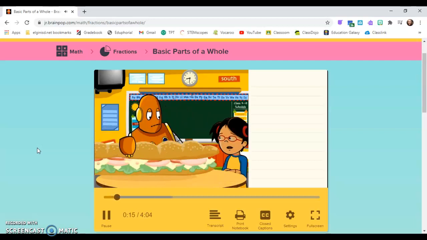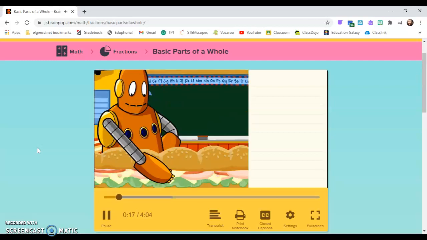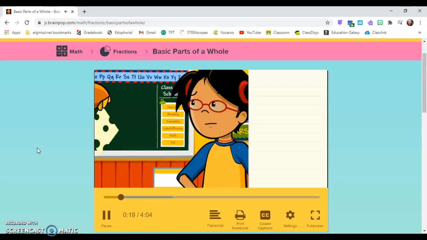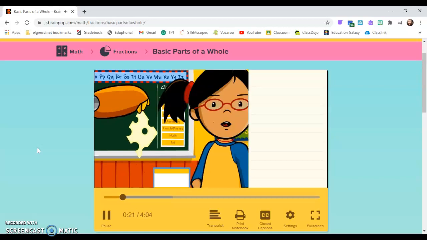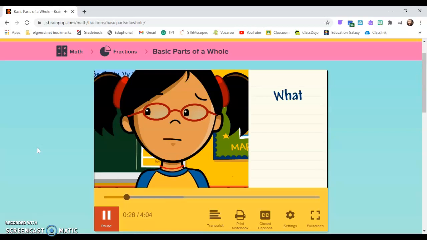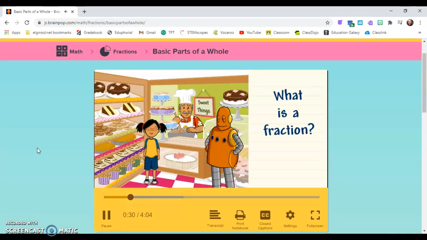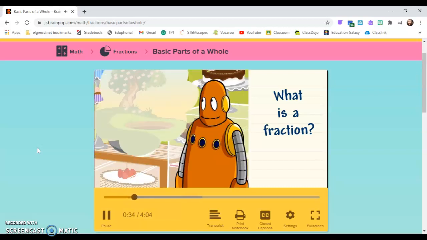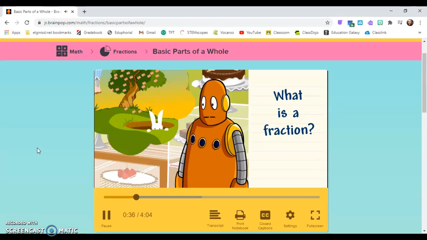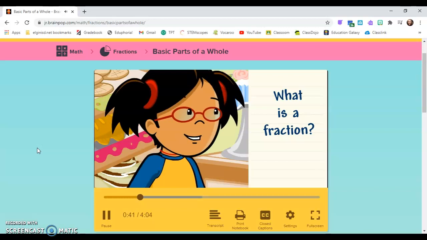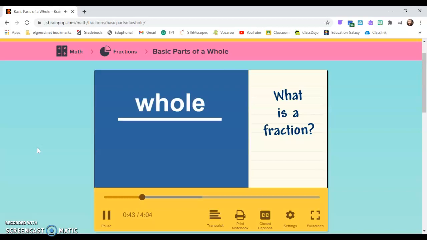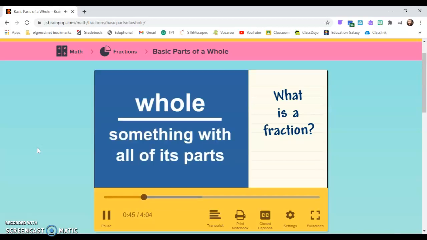To share with the whole class. Moby, that's not fair. Everyone is supposed to get equal parts of the sandwich. What is a fraction? A fraction tells you the number of parts out of a whole. Not that kind of whole, Moby. Something is whole when it has all of its parts.